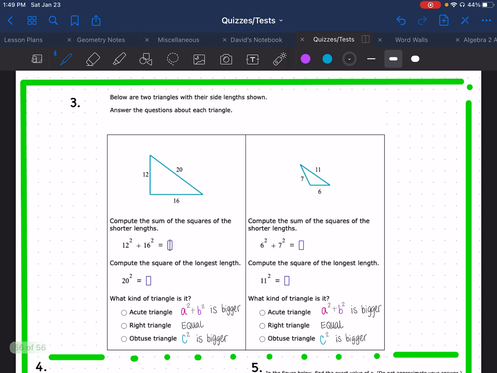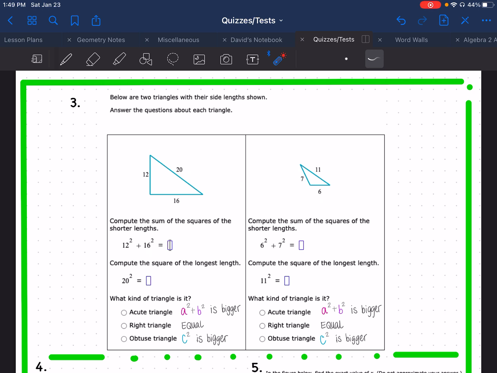So question number 3 is going to ask you about the converse of the Pythagorean theorem. It is going to give you a triangle, and they are going to ask you to do some math for them. So simply right here, they want you to compute the sum of the squares of the shorter legs. So they've already done the problem for you. They just want to know what is 12 squared plus 16 squared.